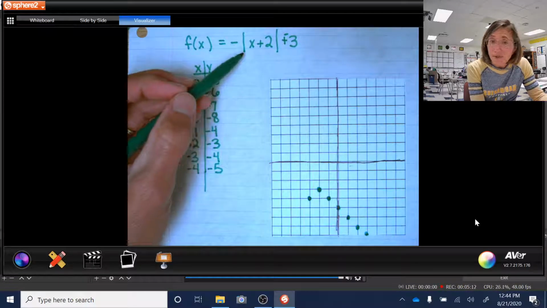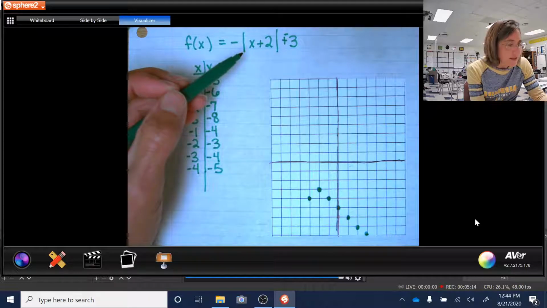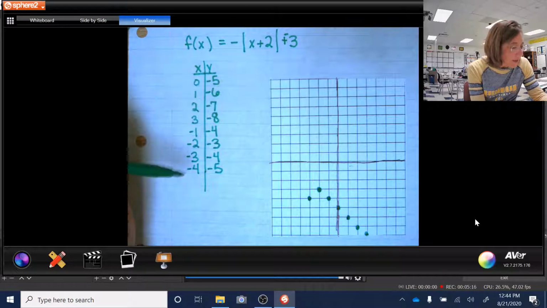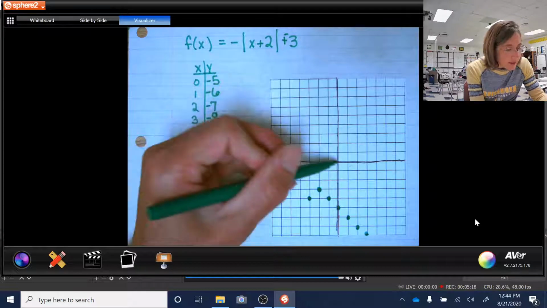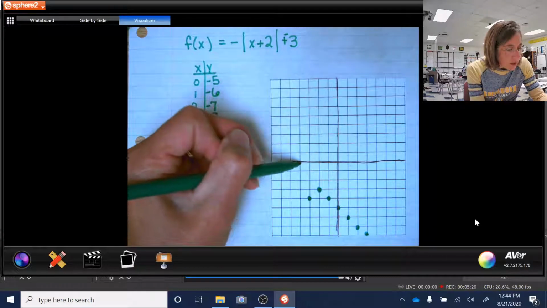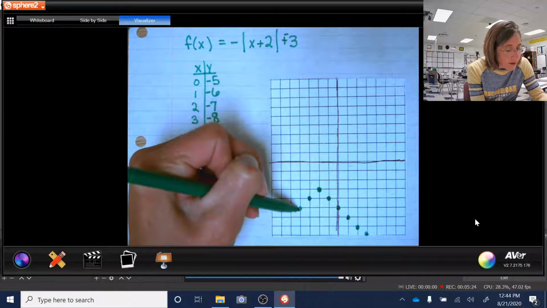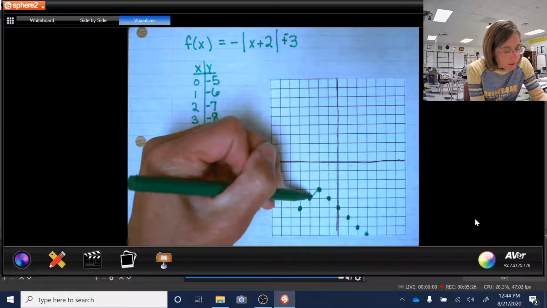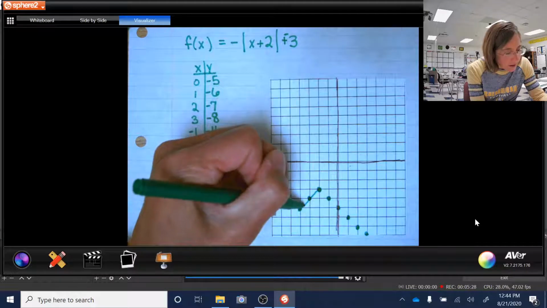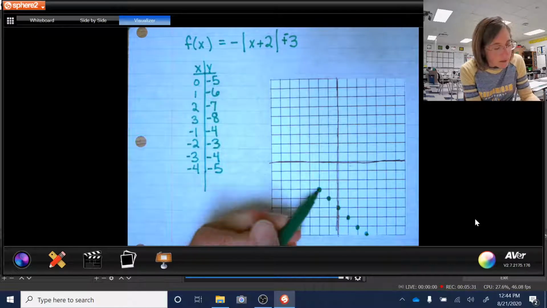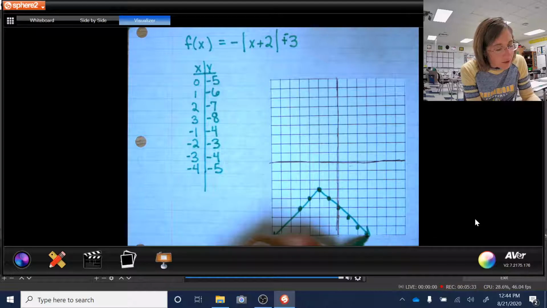So this is an absolute value function. So I knew there was going to be a V somewhere. I just hadn't seen it till just now. The last point I have is negative 4: 1, 2, 3, 4 in the x direction, and then down 5. 1, 2, 3, 4, 5. Okay, so I can tell where my V is going to go. It's going to go like this. So I'll sketch that on there.